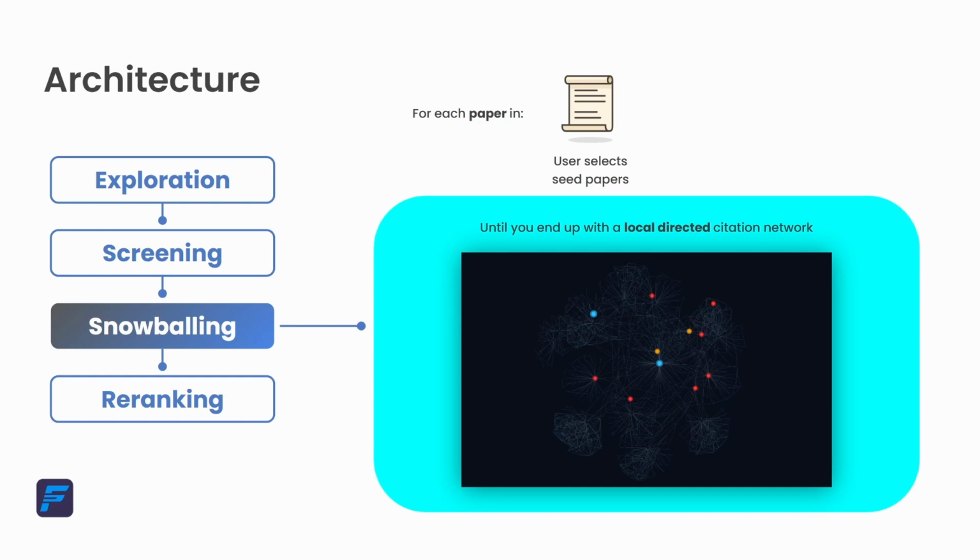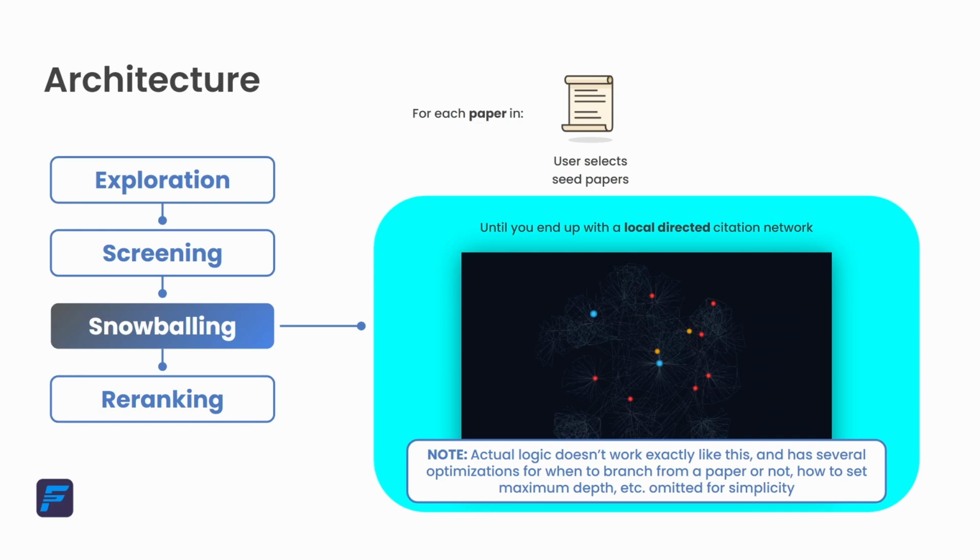Now, I've simplified it a little bit. There are extra criteria here. You can see how if I did this exactly as I said, we would very quickly, like within 1 or 2 layers, get to an exponentially large graph.